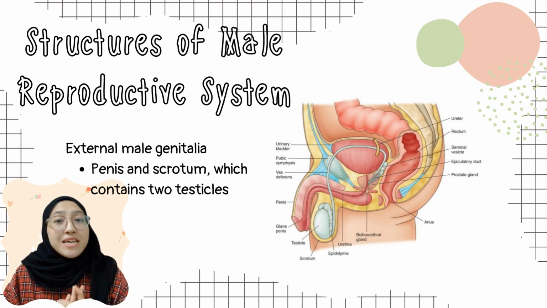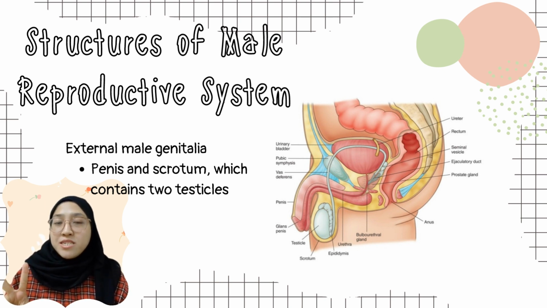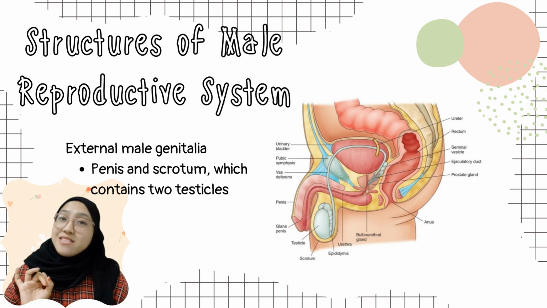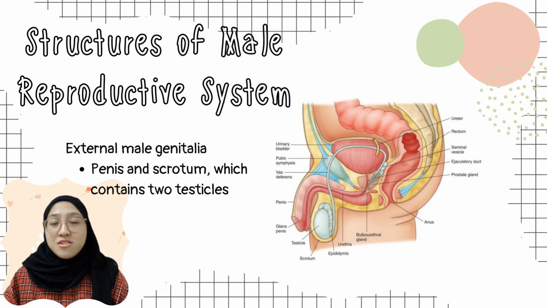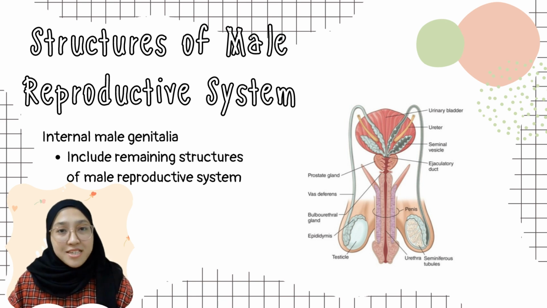In the picture, we can see the organs found in the male reproductive system, where there are two types, which is external and internal. So, the external male genitalia consists of the penis and scrotum, which has two testes. As for internal male genitalia, it is included with the remaining structure of male reproductive systems.